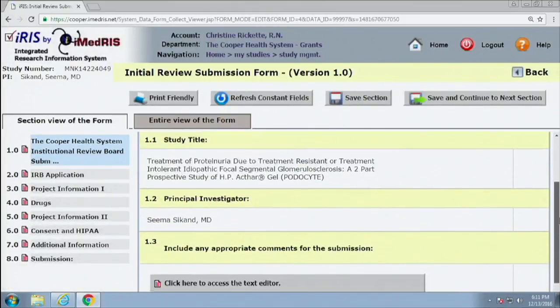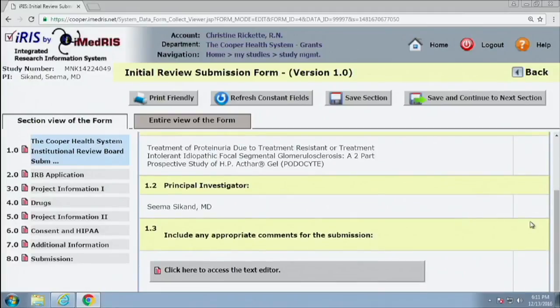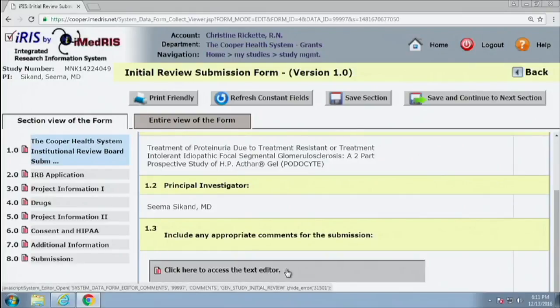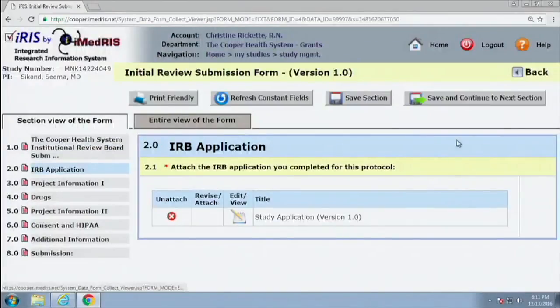Most of this information is stuff that I would cut and paste from the protocol summary or project summary that you can get in the Word version. We usually don't put any comments unless there's something you need to clarify, then this is where you can put it just as a note to the IRB. And then we're going to save and continue.